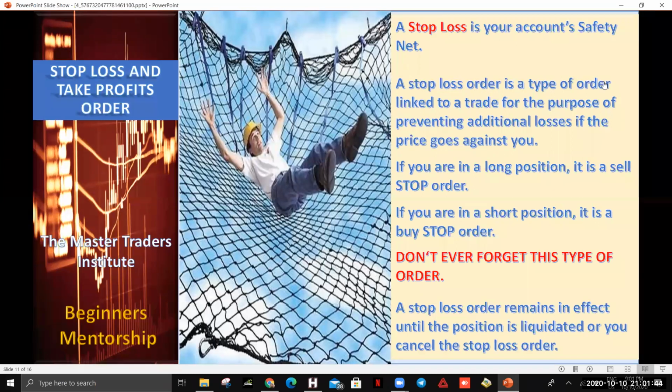A stop loss order is a type of order linked to a trade for the purpose of preventing additional losses if the price goes against you. If you're in a long position, which means buy, it is a sell stop order. If you decide to buy euro, but unfortunately, instead of the euro increasing, it is reducing in value, your stop loss will help you. Maybe you say, I'm going to lose $20. As soon as it comes to $20, it automatically closes that trade for you, and you lose only $20 from that trade. The other capital is still good and fine for you.